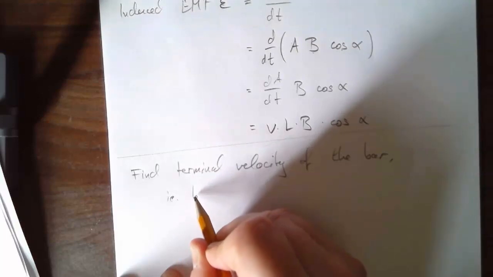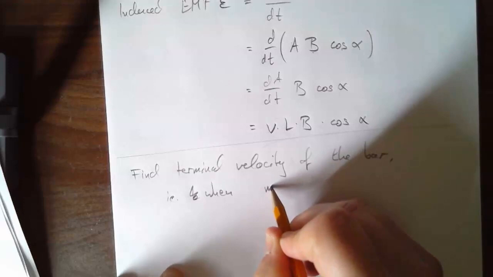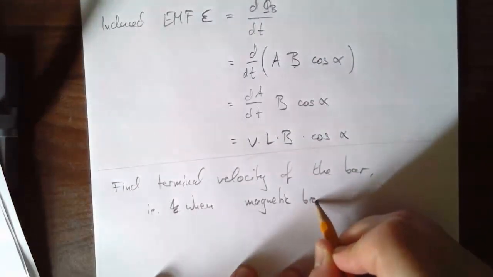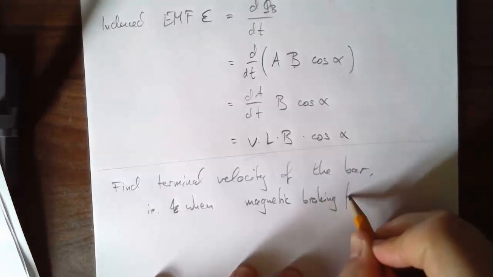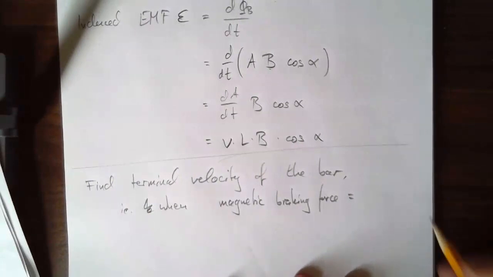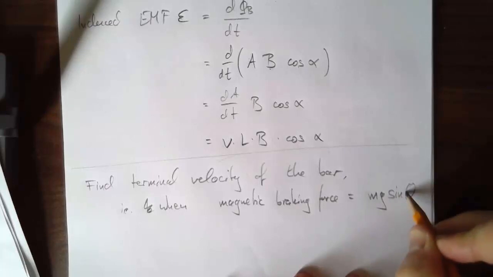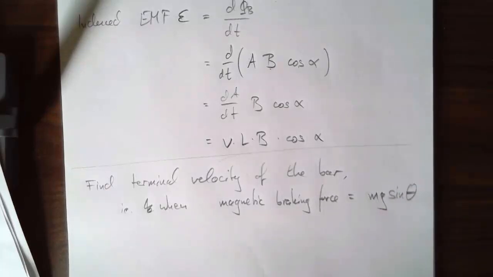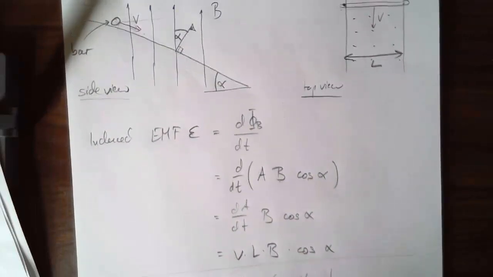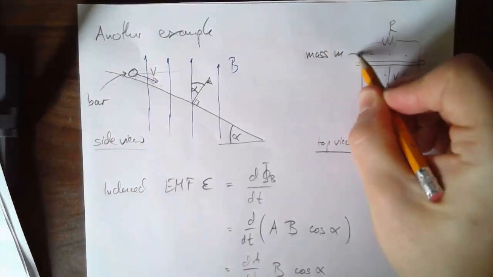That is, when the magnetic braking force is equal to mg sine theta, where m is of course the mass of the bar. Write this here, mass m.